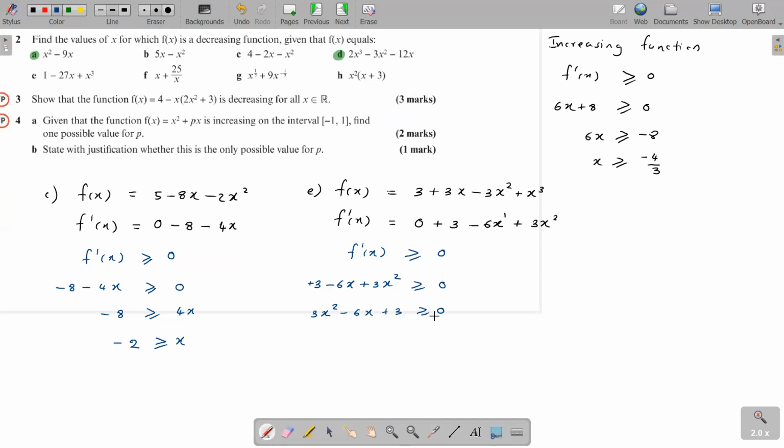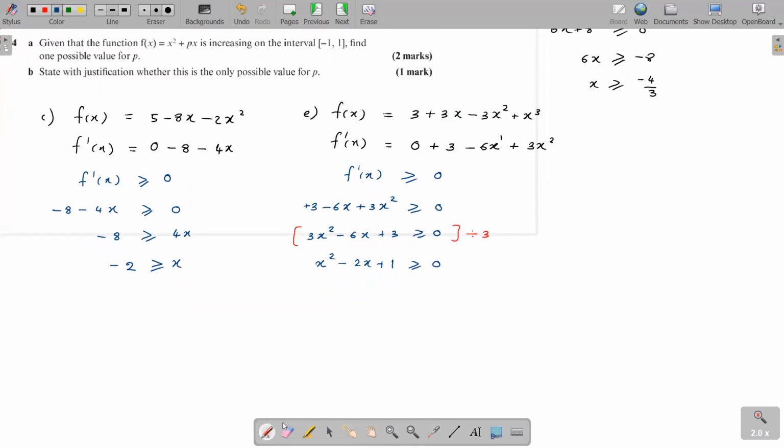You can see here that actually 3 is a common factor, right? 3 is common to everyone. We could divide the whole inequality by 3. So we are dividing by a positive 3. Will the inequality sign flip? No. Only if we are dividing by a negative number will the inequality sign flip. So we can divide the whole inequality by 3. 3x squared divided by 3 is x squared, 6x divided by 3 is 2x, 3 divided by 3 is 1, and 0 divided by 3 is 0. So this is what we get: x squared minus 2x plus 1 is greater than or equal to 0.